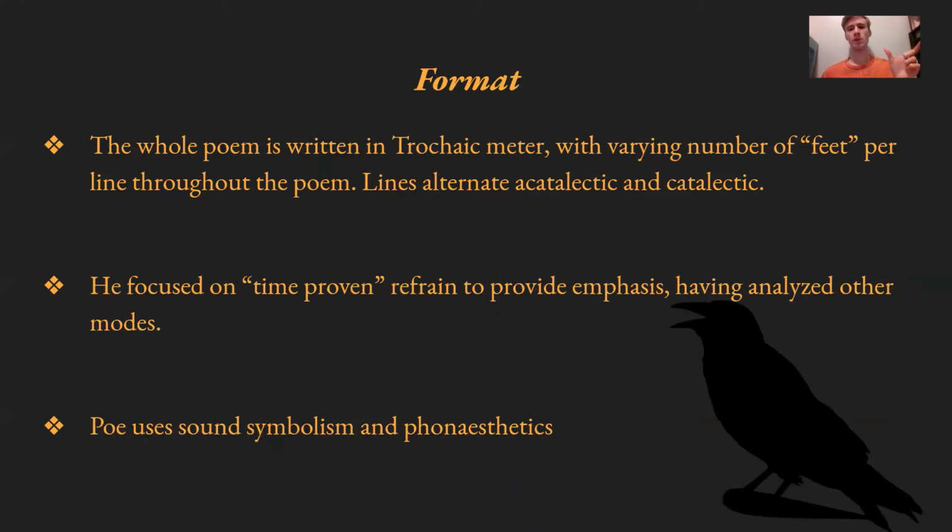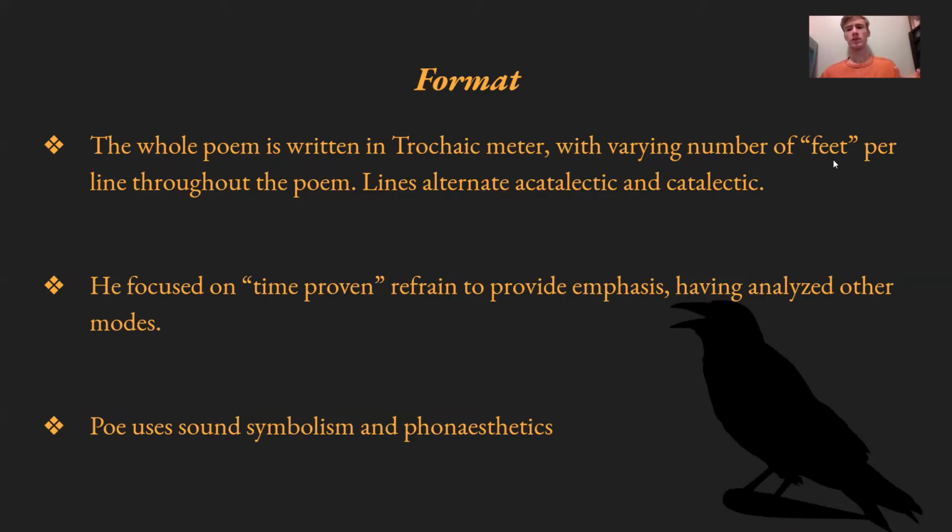So iambic pentameter is usually what Shakespeare wrote in, where he did a soft syllable and then a strong syllable. Trochaic meters are the exact opposite of that, where you start with the strong and then go soft. So, once upon a midnight dreary, while I pondered weak and weary. That's something that drives the poem forward. So in this trochaic meter that Poe's using, he had a varying number of feet per line throughout the poem.